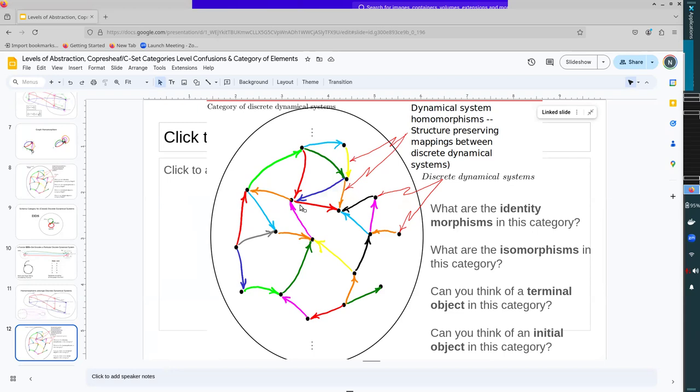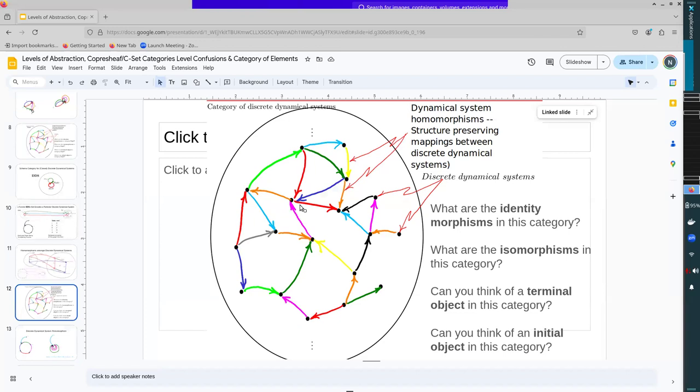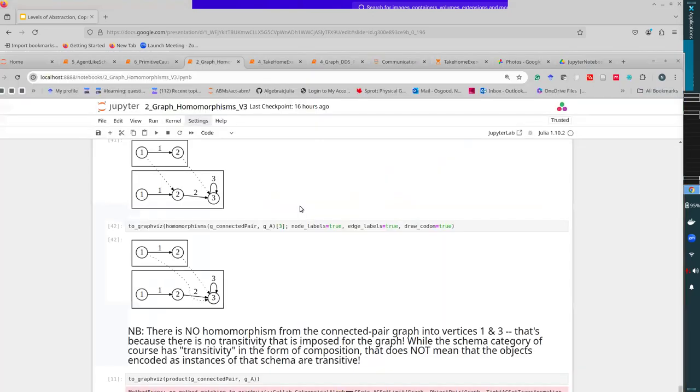That's where we're going on Thursday. But let's see some other examples of these sort of CSETs and homomorphisms that are closer to what we'll be working with. Are we good with this? Okay, so we're getting warmed up.